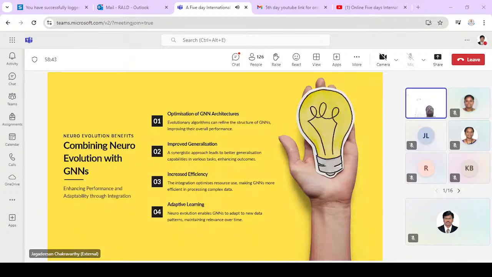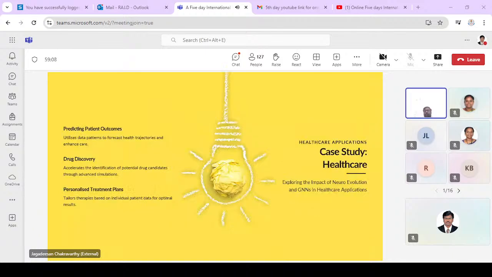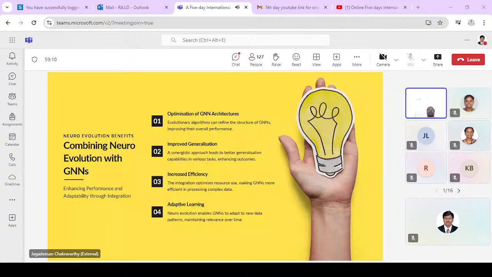That is integrating, joining together. That's a symbol as shown in the diagram, the figure also. It's joined actually. So what can be done with this combination of these two things? One, optimization of GNN architectures. That is, evolutionary algorithms can refine the structure of GNNs. That is hybrid. We already have neuroevolution, and we know what is in GNNs. So using evolutionary algorithms can refine the structure of GNNs, improving the overall performance.